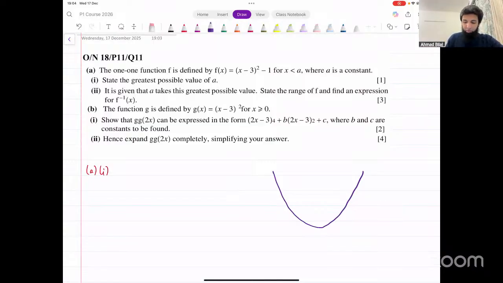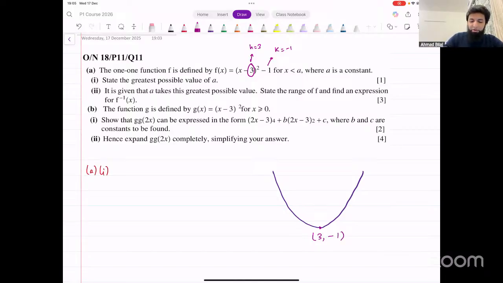What's the turning point of this function? The turning point of this function, let's suppose that's around here. What's that? If you compare it with the completed square form, the standard form, this is going to be the value for h, which is 3. And this is the value for k, which is -1. So the turning point has coordinates 3 and -1. This is the turning point.